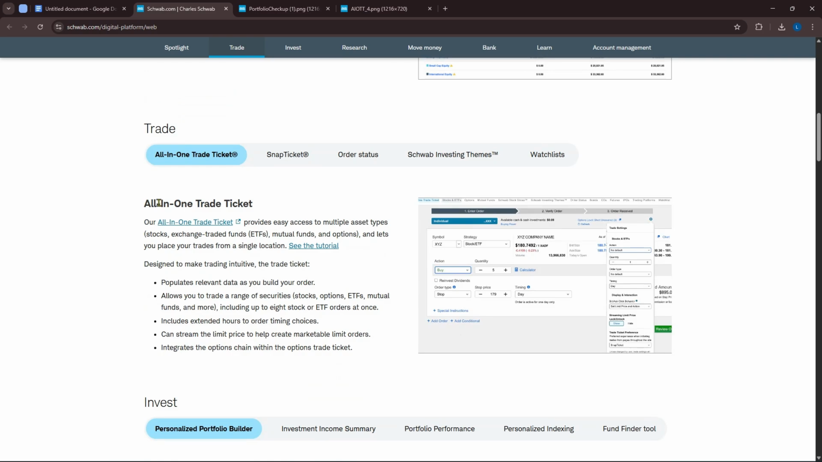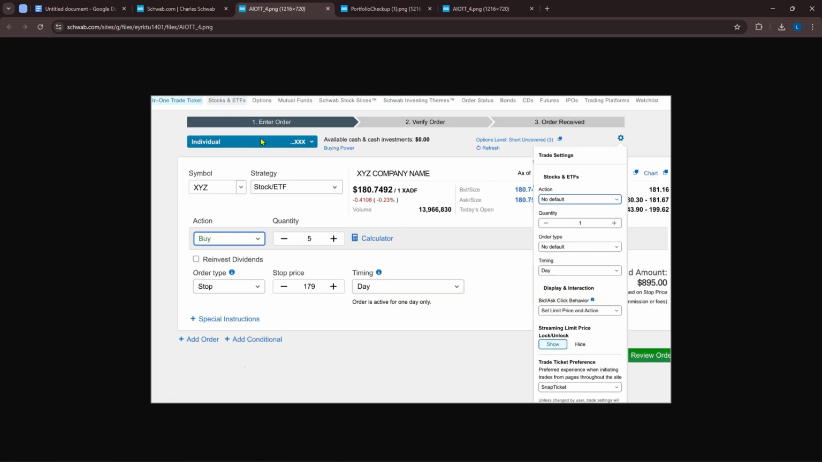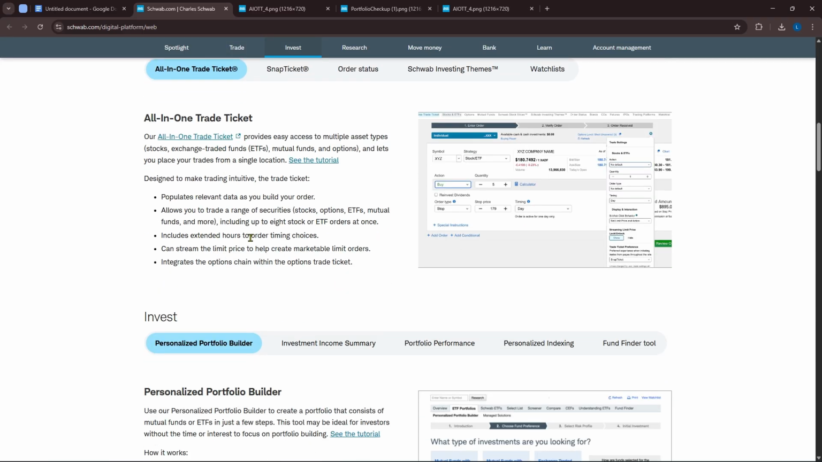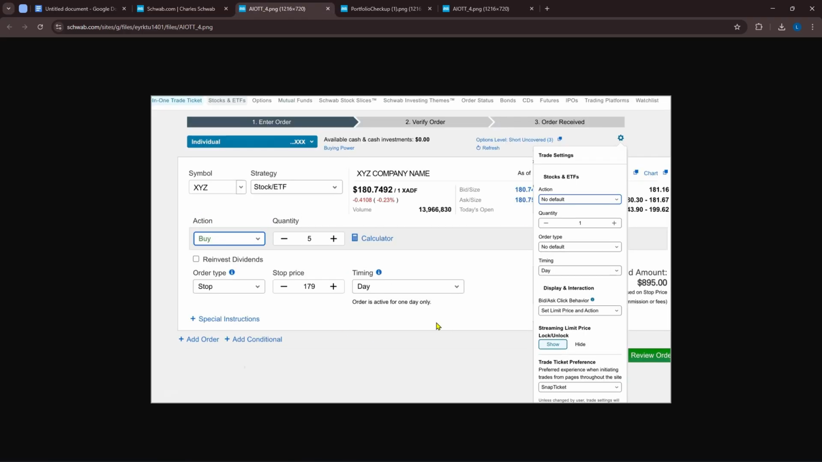Next one is an all-in-one trade ticket. So let's open this one. So right here, there is a lot going on. This is just the all-in-one trade ticket. So if you want, just pick your action: if you want to buy or sell, what quantity it is, what is the symbol, the strategy, and a lot more.